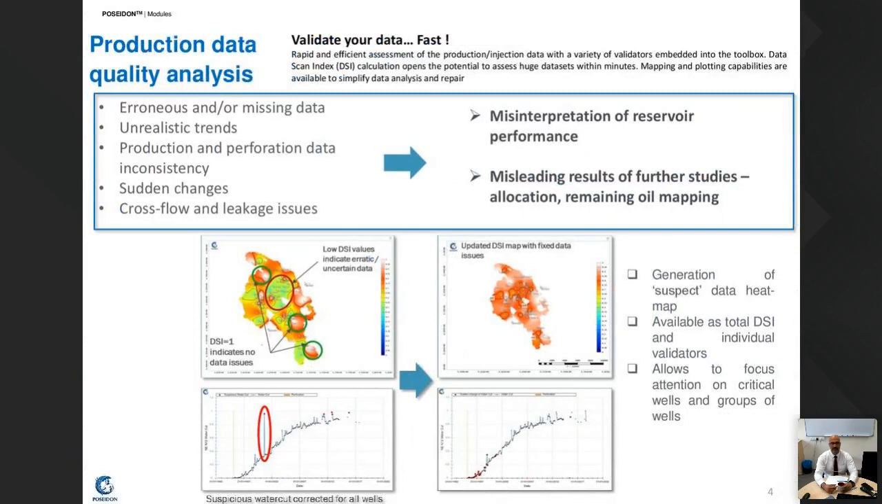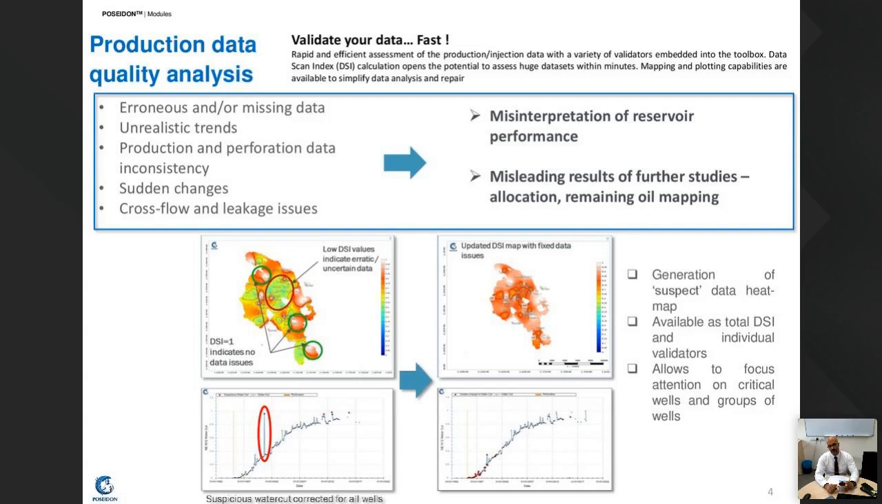The first module is data scanning. In this module, we have more than 70 validators to identify and quantify missing data, recognize unphysical trends, recognize inconsistency between your production data and perforation data, or detect a sudden change, for example, in the water cut. One of the examples is shown in the bottom figure. Here we have a sudden change in the water cut, and the software can recognize this sudden change automatically.